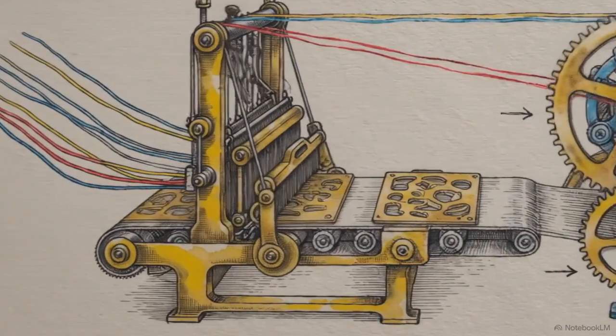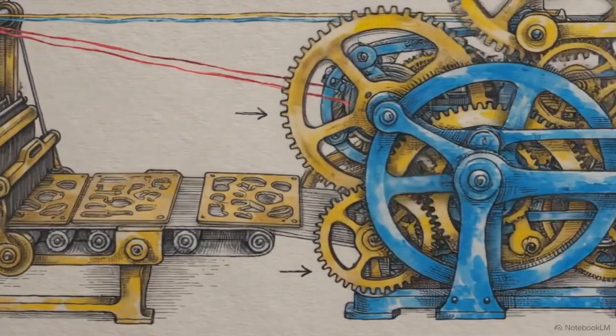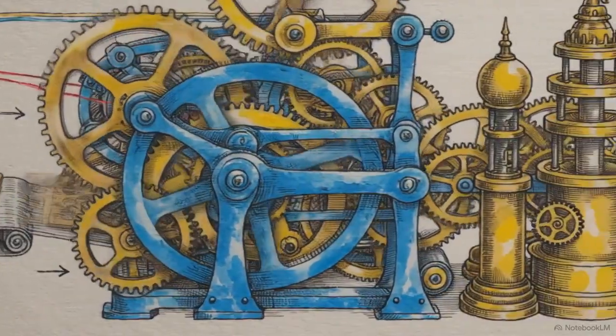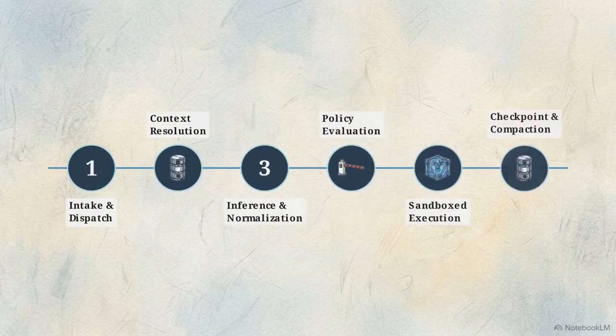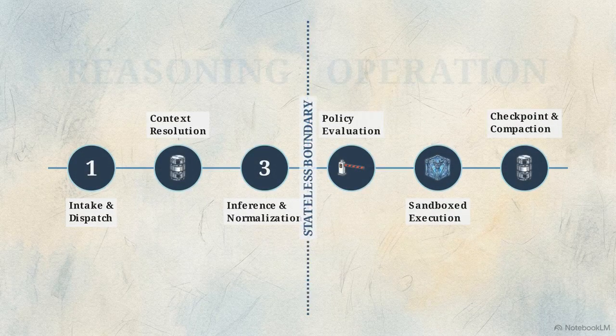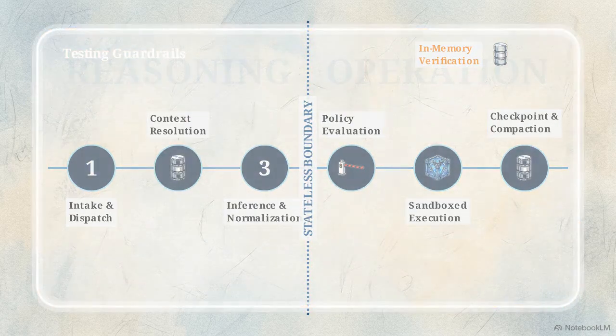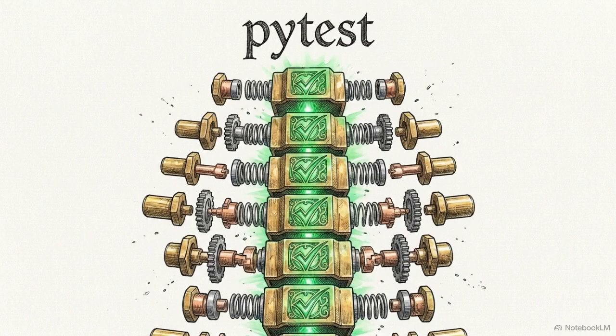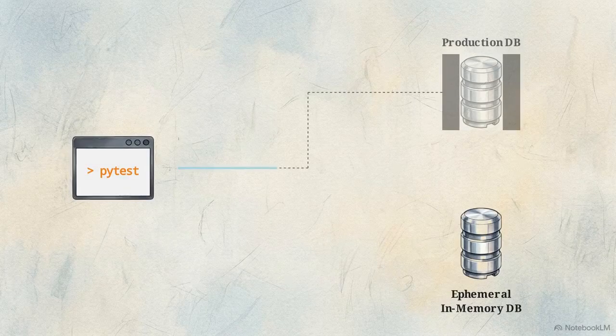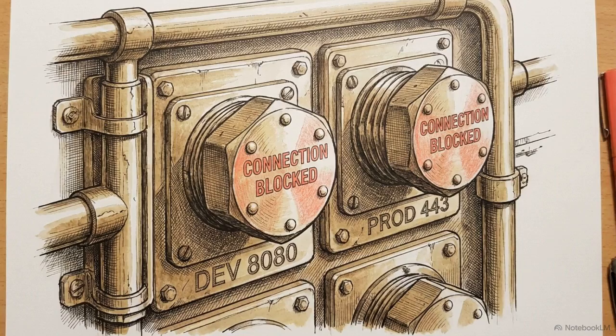It ensures an AI agent can iterate indefinitely on a complex software project without suffering arbitrary memory loss or system failure. This final architecture map displays the completed 6-stage data pipeline. By isolating the model from the execution, Omnigent achieves a stateless boundary between intelligent reasoning and system operation. To protect the development lifecycle itself, the entire framework is encased in explicit testing guardrails. If Omnigent detects a PyTest execution, it instantly forces the runtime to use ephemeral in-memory databases, completely blocking any attempts by the test suite to bind to active development or production ports.